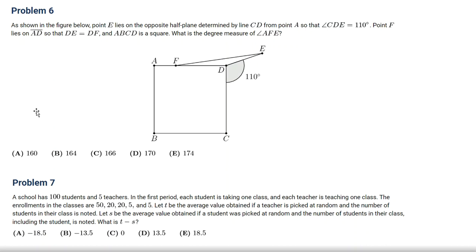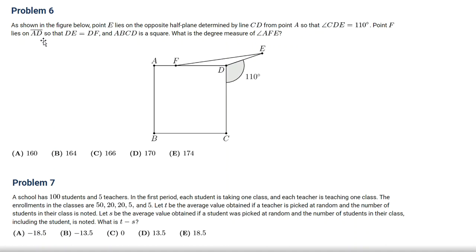Problem number 6 and 7 from AMC 2021 12A fall. Problem number 6. It says, as shown in the figure below, point A lies on the opposite side of the plane determined by line CD from point E. Okay, it is like a bigger, important thing. So that angle CDE is 110 degrees.